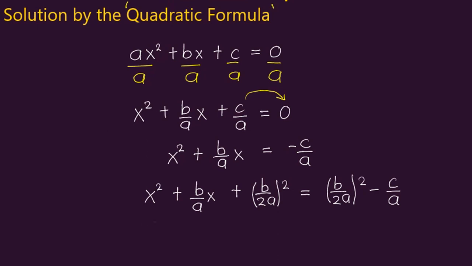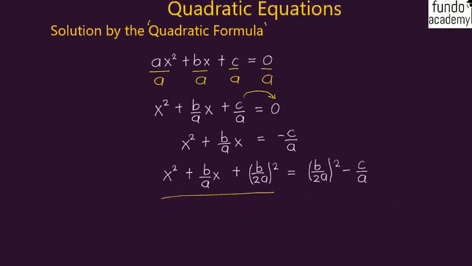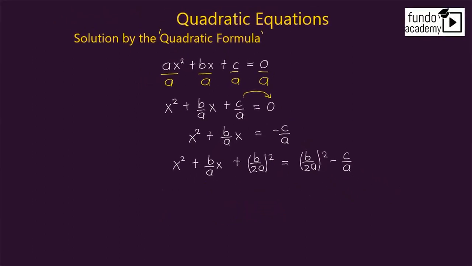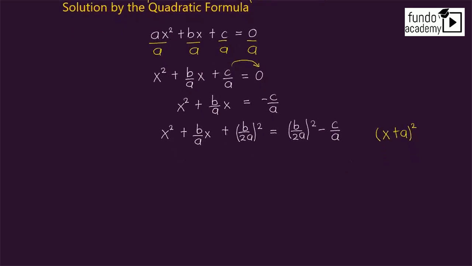We now have a perfect square on the left hand side. Now I'm going to express it in the form x plus a squared, like we were talking about in the first video for completing the square. So it'll come out as x plus b over 2a squared. And simplifying the right hand side, we know that if we square b over 2a, then we'll be having b squared over 4a squared, and this is minus c over a.